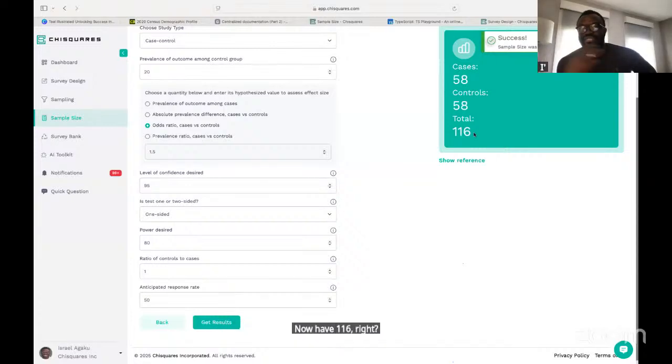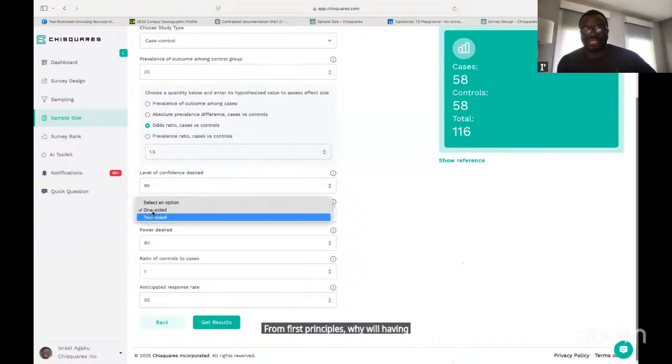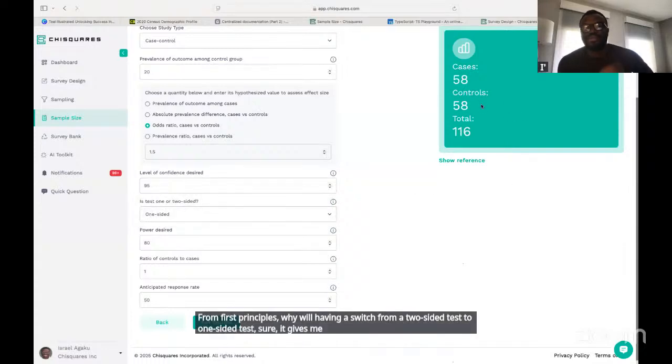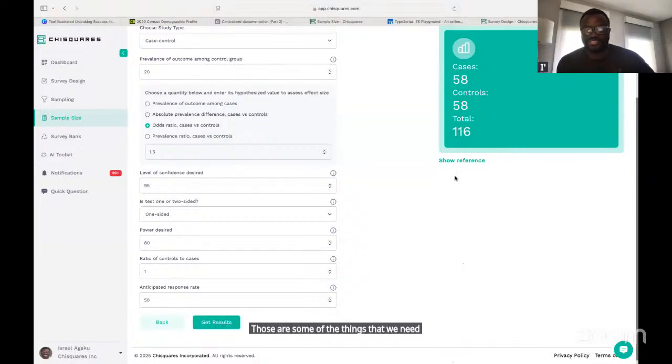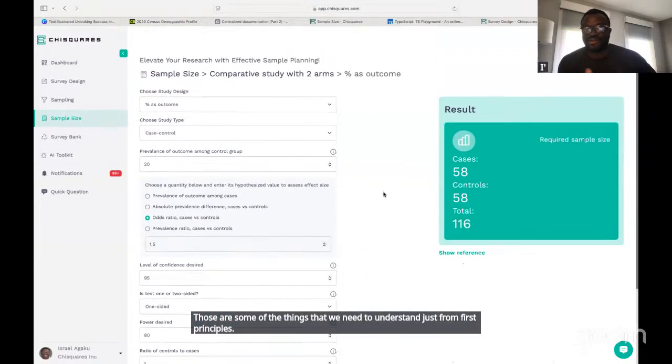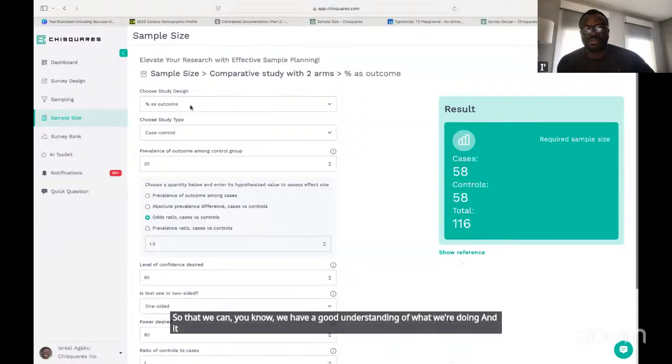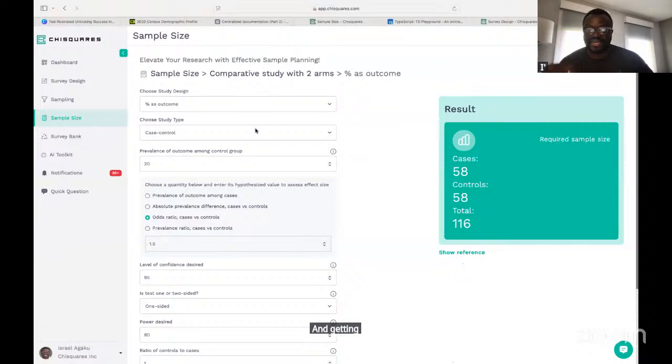Why would that be dangerous for me, right? From first principles, why would switching from a two-sided test to a one-sided test, sure, it gives me a smaller sample size, but why is that not necessarily a good thing? Those are some of the things that we need to understand from first principles so that we have a good understanding of what we're doing. And it's not just about plugging some numbers into a formula and getting results. We can understand and interpret what all of those things mean.